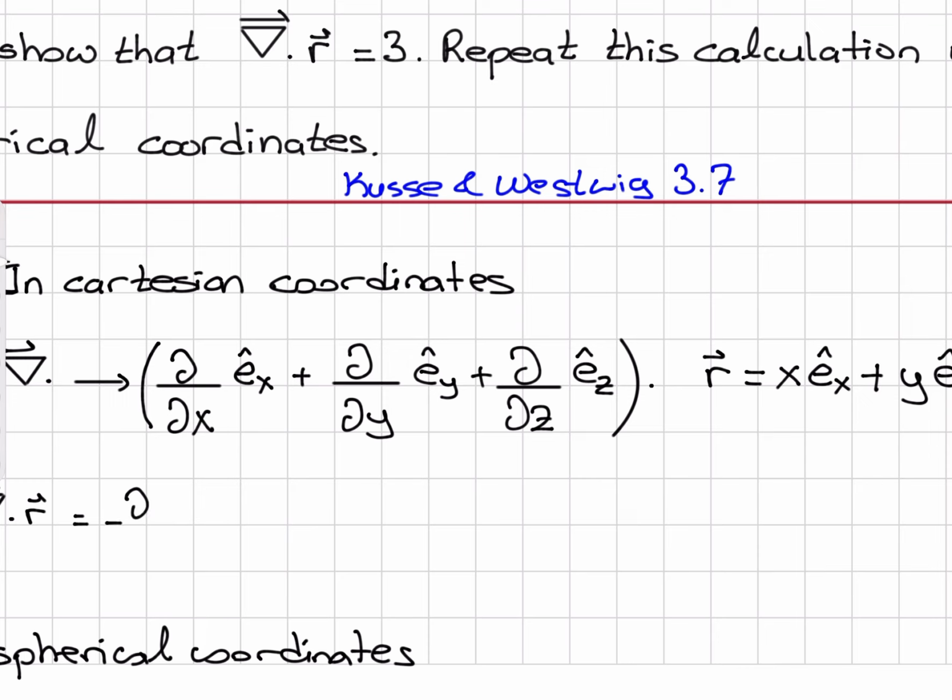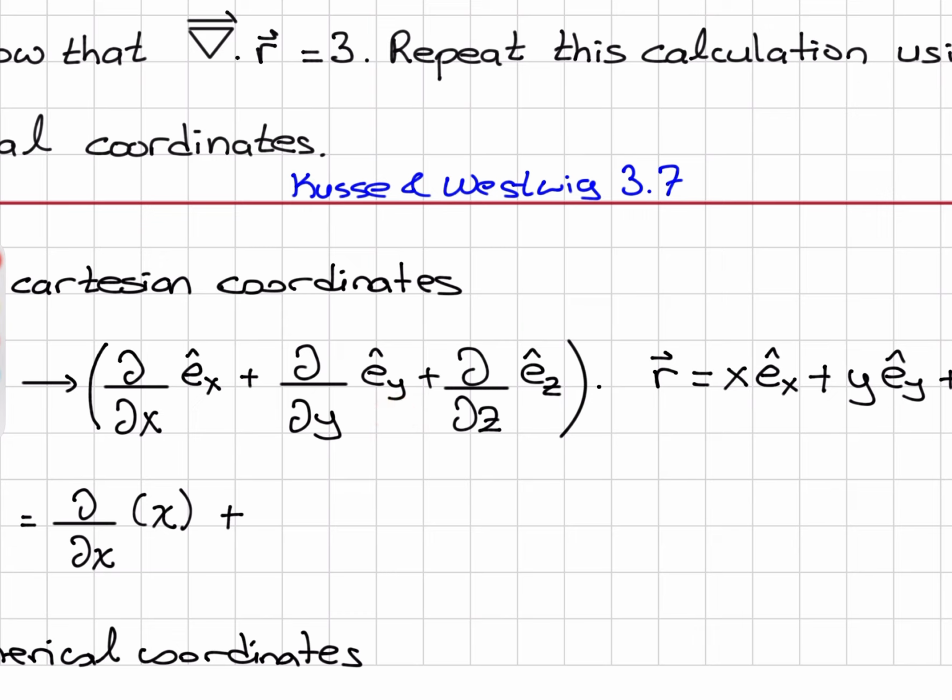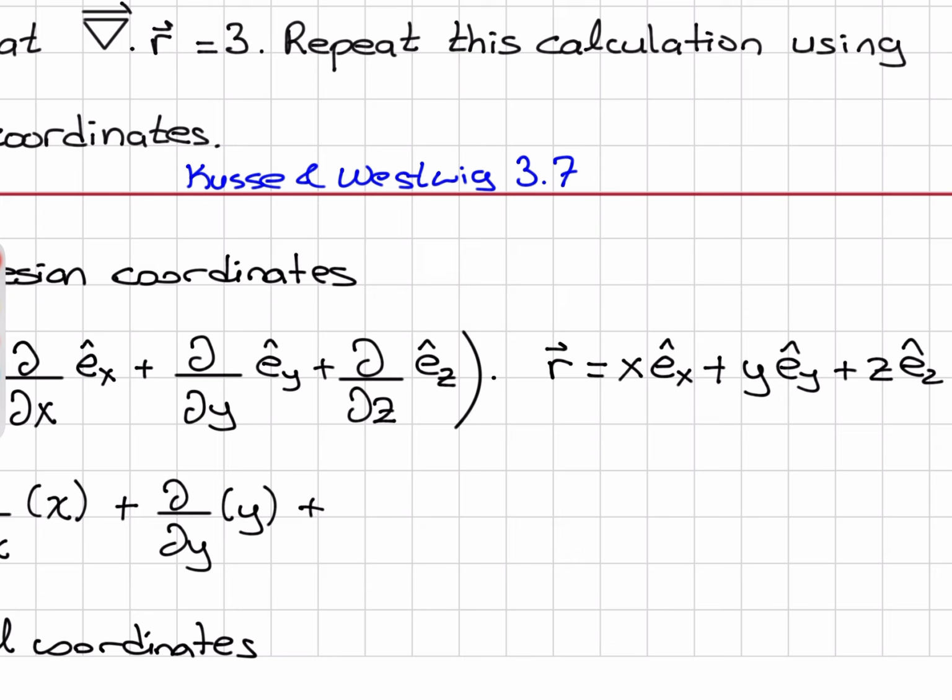So partial derivative with respect to x of x, plus the dot product e_y hat dot e_y hat is 1, so I'm going to get partial derivative with respect to y of y, and similarly e_z hat dot e_z hat is 1, so partial derivative of z with respect to z.